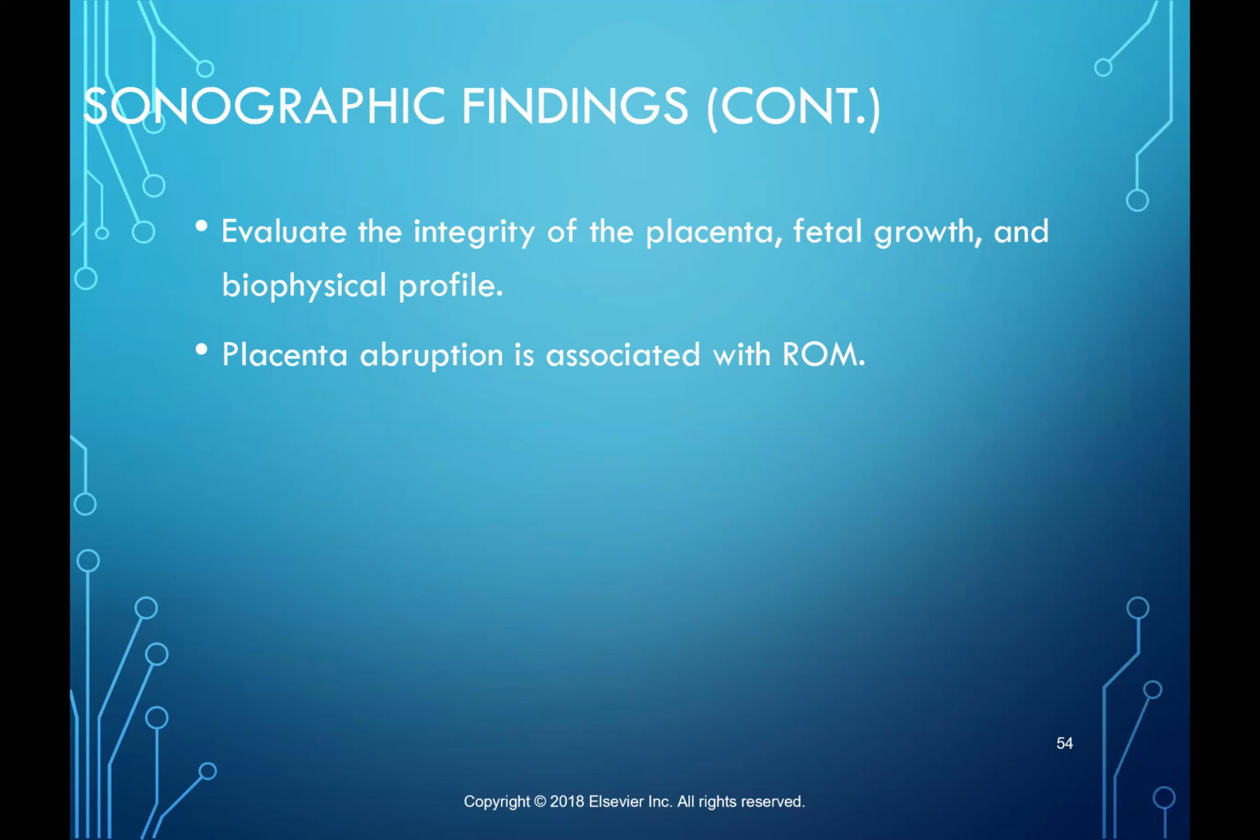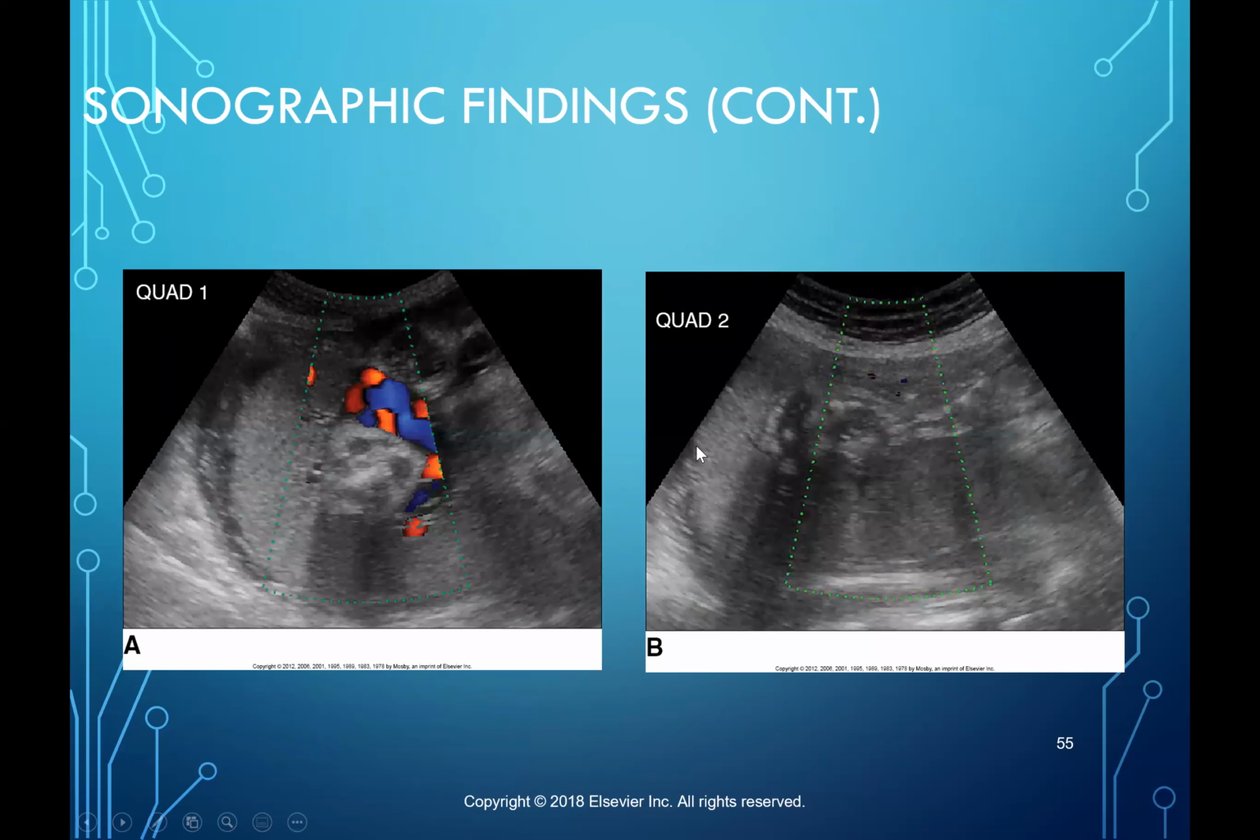So if they have ruptured membranes early, but they don't want to deliver the baby yet, they'll keep them in the hospital, and they do ultrasounds to monitor the baby. You evaluate the integrity of the placenta, fetal growth, and biophysical profile. But a placental abruption, which is more of a medical emergency, is associated with ruptured membranes. So when a mom ruptures membranes, there's not going to be much fluid left.